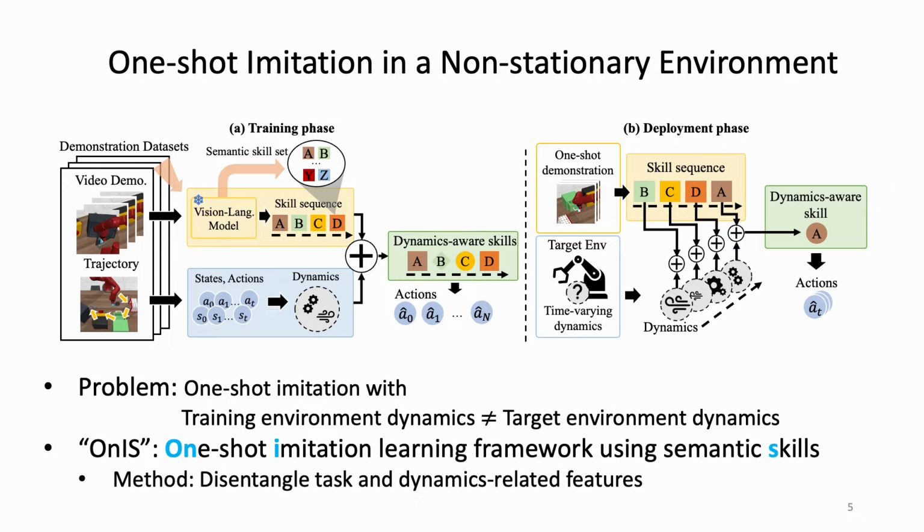To address this problem, we have developed a framework called ONIS, which stands for One-Shot Imitation Learning Framework using semantic skills. The methodology involves disentangling task and dynamics related features. Let's take a closer look at what this means.